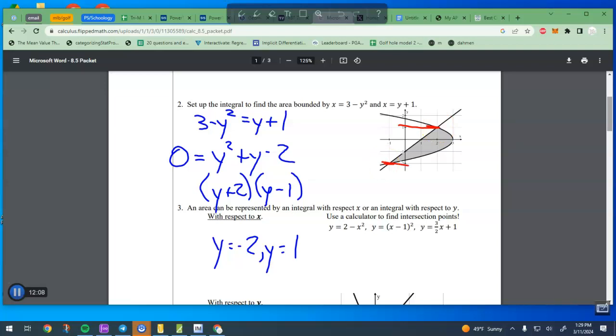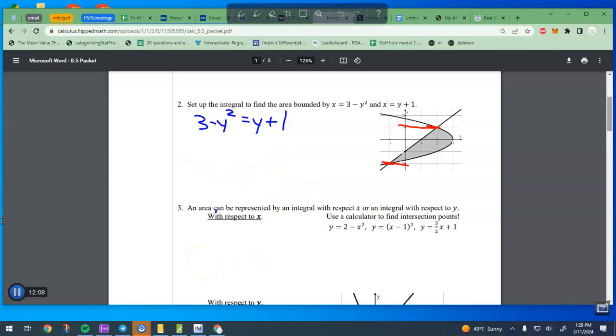And then again, I can't see the graph, so I don't know what's on the right and left. I'm going to have to figure that out. Right now I know -2 and 1. These are y values. I'm going to pick a point in between -2 and 1. I'm going to use 0. If I plug 0 in there, what do I get? 3. If I plug 0 in there, I get 1. 3 is bigger, so it's more to the right. It's got a larger x value, so that's your right-hand equation. And then the y plus 1 is your left-hand equation.